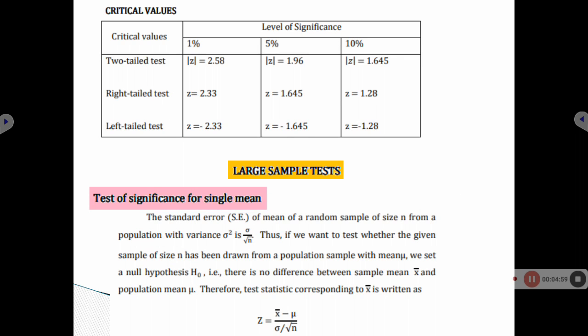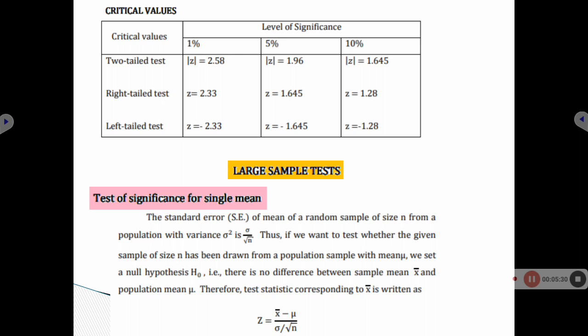For a right-tailed test, for 1% the standard value is 2.33, for 5% it is 1.645, and for 10% it is 1.28. And if it is a left-tailed test, the standard value is minus 2.33 for 1% level of significance, for 5% level of significance Z is equal to minus 1.645, and for 10% level of significance it is minus 1.28.